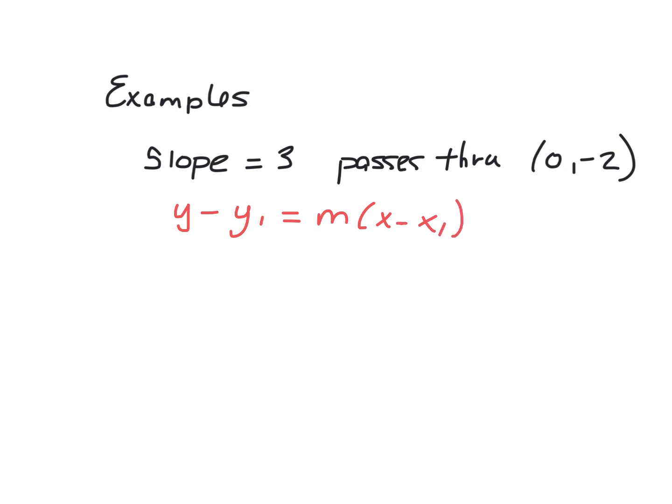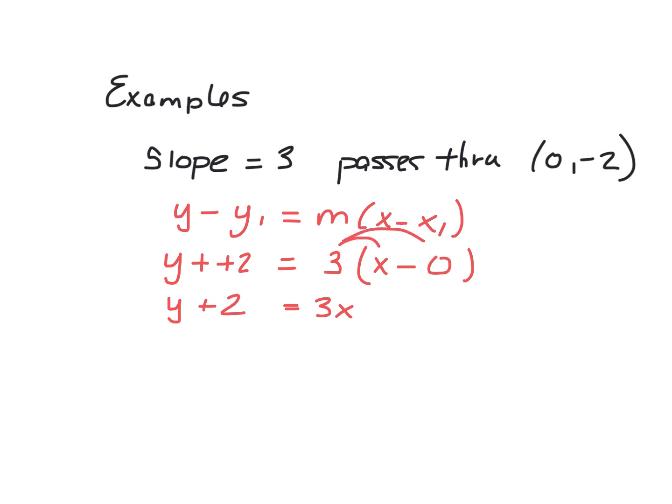So then I would plug in my x-coordinate for x sub 1. I'm going to put my y-coordinate in for y sub 1. That's y minus a negative 2, which, as you know, becomes positive 2. And my slope is 3. So now I would distribute. I have 3x minus 0, which is nothing there. And then I could subtract 2. And now this equation is in slope-intercept form.